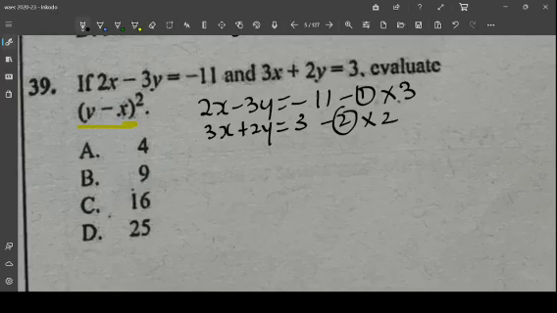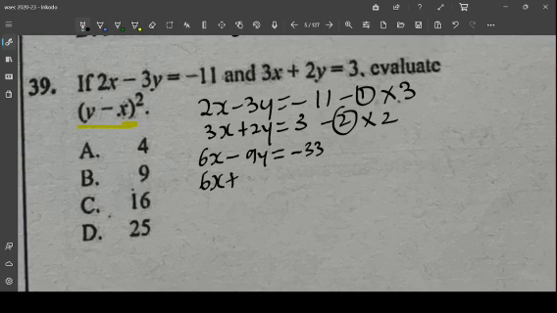So let's multiply equation 1 by 3. Everything here is going to multiply by 3. So 2x times 3 will be 6x, minus 3y times 3 is 9y, is equal to minus 11 times 3. So I've multiplied equation 1 by 3. Let's look at equation 2. I'm going to multiply it by 2. So 2 times 3x is 6x, plus 2 times 2y is 4y, equals 3 times 2 is 6.